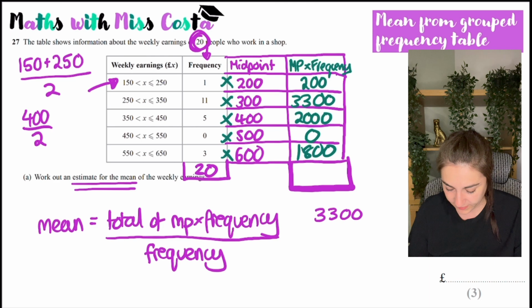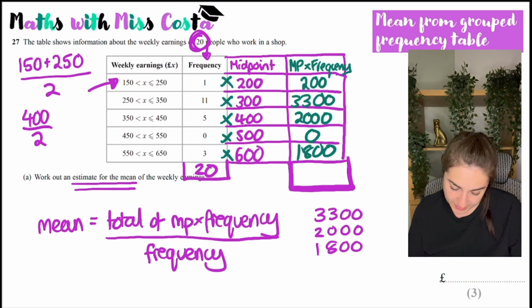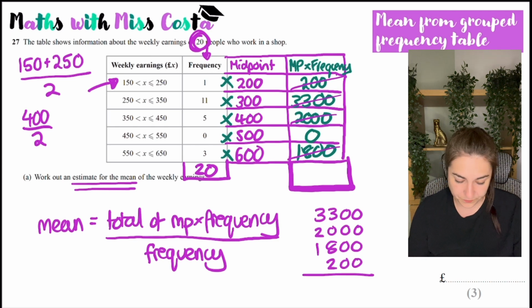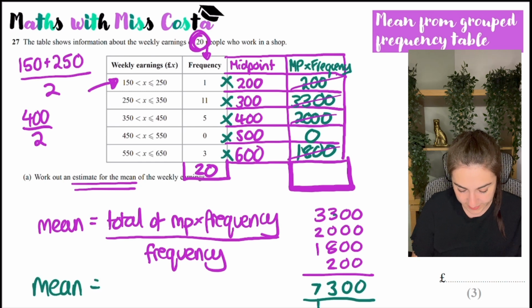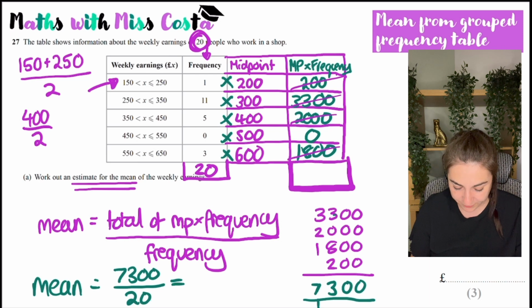So let's add everything together. I'll just start with the largest numbers and put them in order of size. So I'm adding 3,300 plus 2,000 plus 1,800 plus 200. So 0 plus 0 plus 0 is 0. 8 plus 2 is 10, plus 3 is 13. 3 plus 2 is 5, 6, 7. So the total is 7,300, and I'm going to divide that by 20 because that is the frequency.